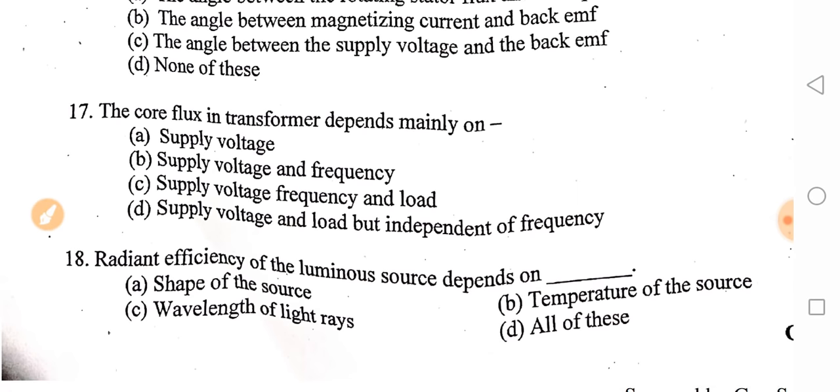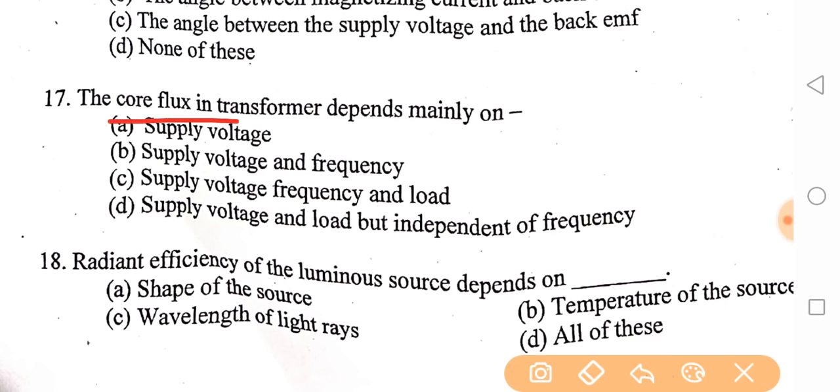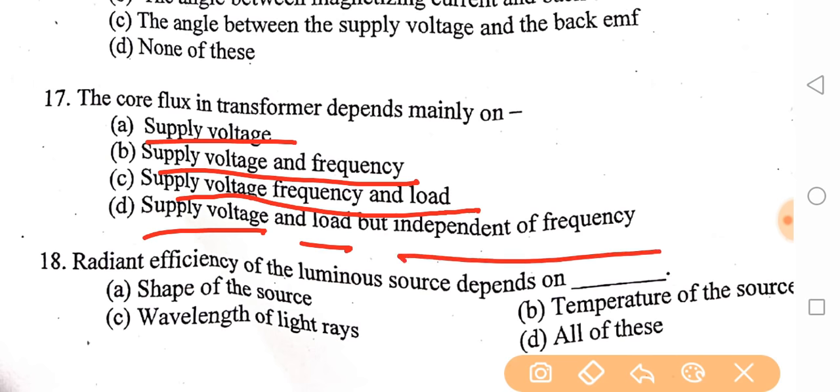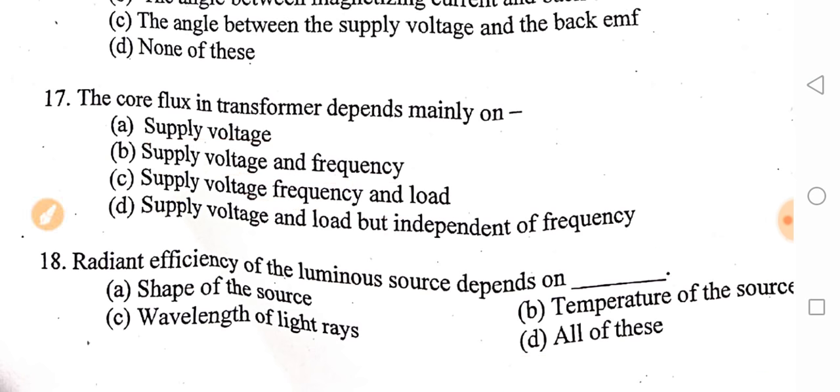Next question is 17. The core flux in a transformer depends mainly on what? The options are supply voltage and frequency, load, and D option is supply voltage, load, but independent of frequency. So the correct answer is B, supply voltage and frequency. The core flux in a transformer depends mainly on supply voltage and the frequency.